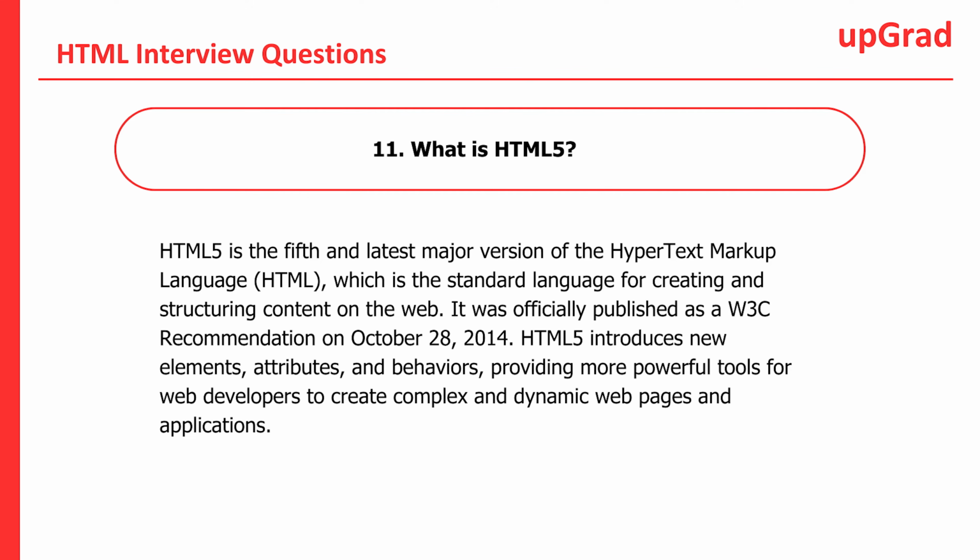Question number 11. What is HTML5? HTML5 is the fifth and latest major version of hypertext markup language, which is the standard language for creating and structuring content on the web. It was officially published as a W3C recommendation on 28 October 2014. HTML5 introduces new elements, attributes, and behaviors, providing more powerful tools for web developers to create complex and dynamic web pages and applications.